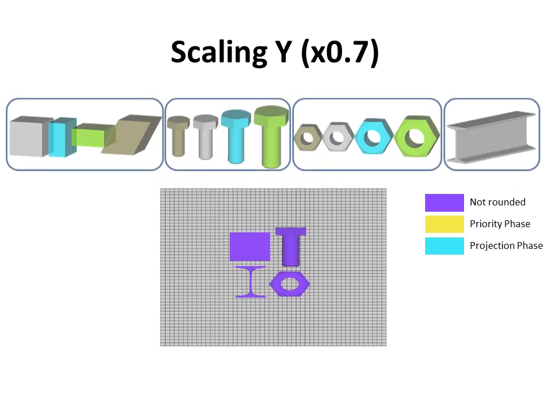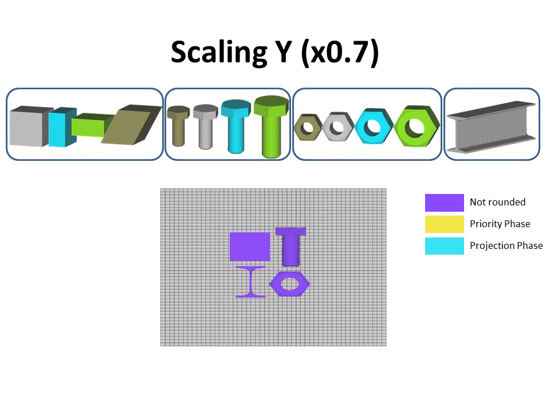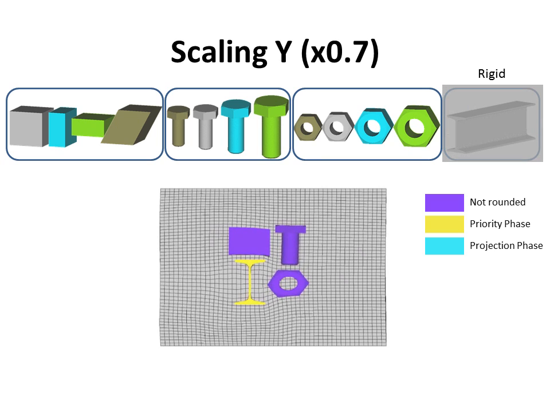For the first step, as there is only one shape in the element library of I-beam, that is, I-beam is rigid, and no selection is needed. Therefore, it is rounded first for the priority phase.